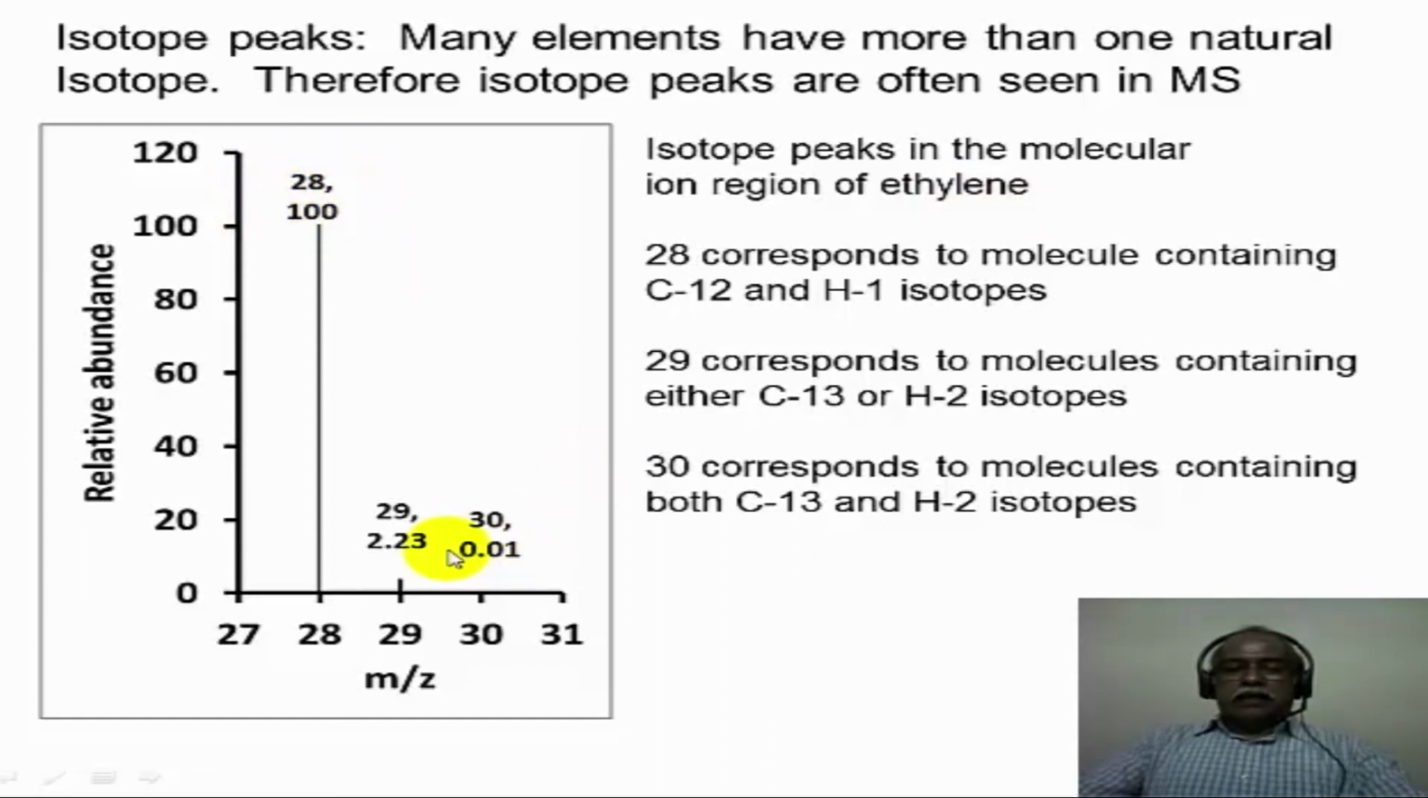In addition to that, there are peaks at 29 as well as 30, although their relative intensities are much less than the base peak of the molecular ion peak. So the m plus 1, which is 29, corresponds to 2.23%, and the m plus 2, which is 30, corresponds to 0.01% of the base peak intensity, for example.